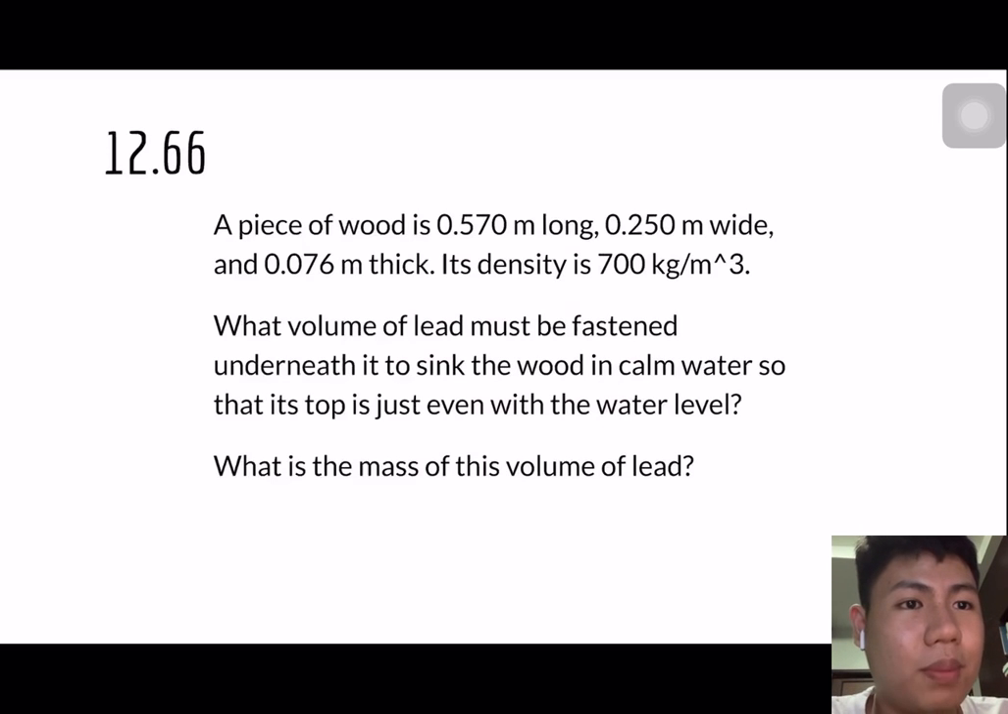Alright, so that's that. A piece of wood is 0.57 meters long, 0.25 meters wide, and 0.076 meters thick. Its density is 700 kilograms per cubic meter. What volume of lead must be fastened underneath it to sink the wood in calm water so that its top is just even with the water level? What is the mass of this volume of lead?